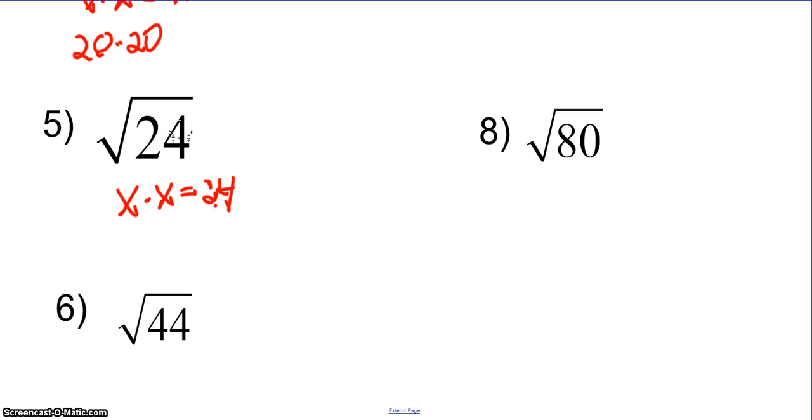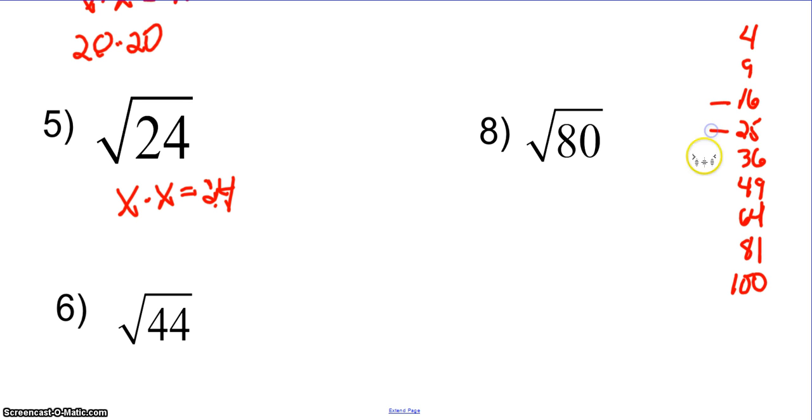Now remember your perfect squares. I'll write them over here. Perfect squares are 4, 9, 16, 25, 36, 49, 64, 81, 100, and so on. You should be recognizing how I got this. This is 2 times 2. This is 3 times 3. This is 4 times 4. This is 5 times 5. That's 6 times 6, 7 times 7, 9 times 9, 10 times 10. These right here are your perfect squares.